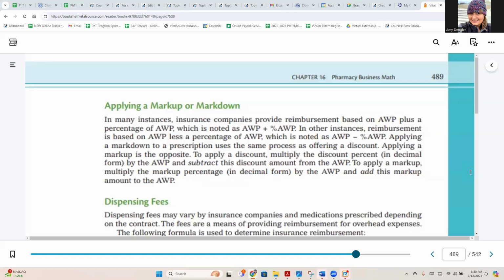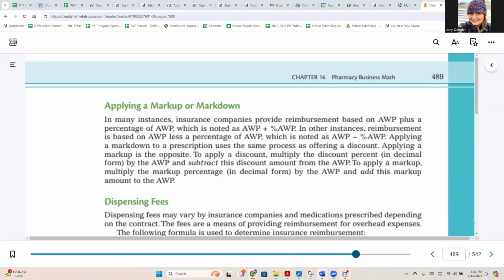In many instances, insurance companies provide reimbursement based on AWP plus a percentage of AWP, which is noted as AWP plus percent of AWP. In other instances, reimbursement is based on AWP less a percentage of AWP, which is noted as AWP minus percent AWP. Applying a markdown to a prescription uses the same process as offering a discount. Applying a markup is the opposite.